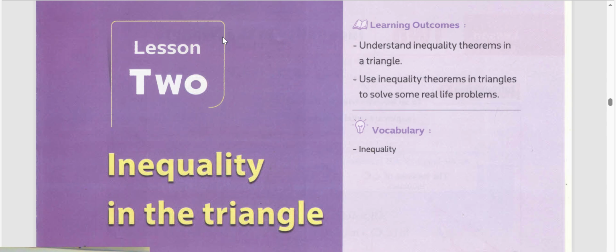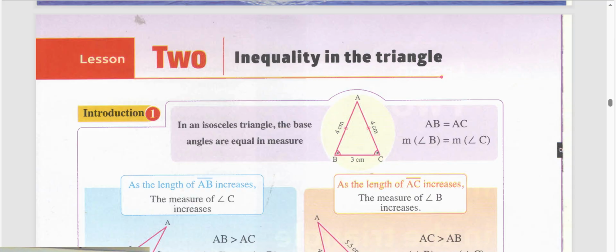Prep 2. Today we'll explain from the Al-Moasser book, lesson number 2, Inequality in the triangle. We explained in lesson 1 the relation between two sides in a triangle. Today we'll explain in a triangle like this. If we have two base angles equivalent in measure, then the two sides are equivalent in length.